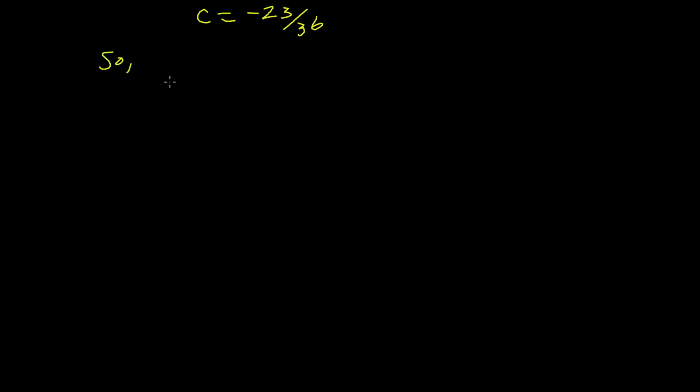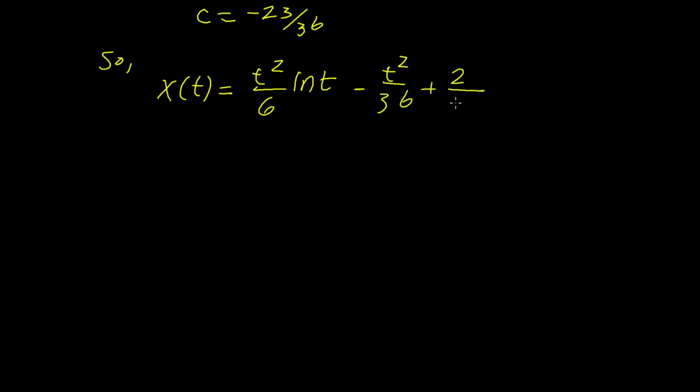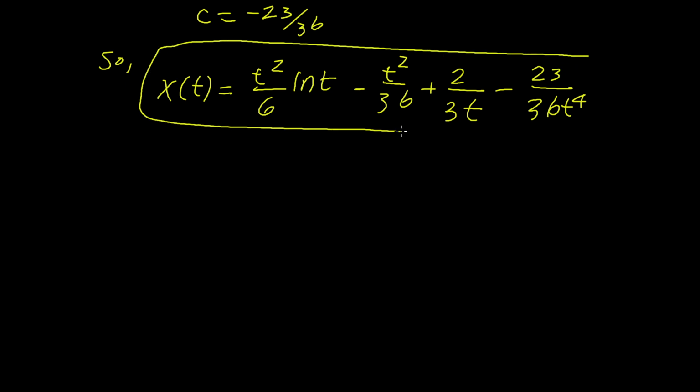So the particular solution for this problem is t squared by 6 times natural log of t minus t squared over 36 plus 2 over 3t minus 23 over 36t to the fourth. Or you can choose to make it having a negative exponent.